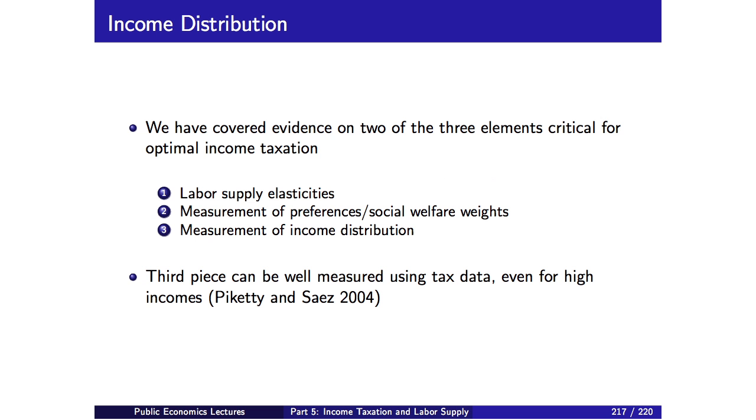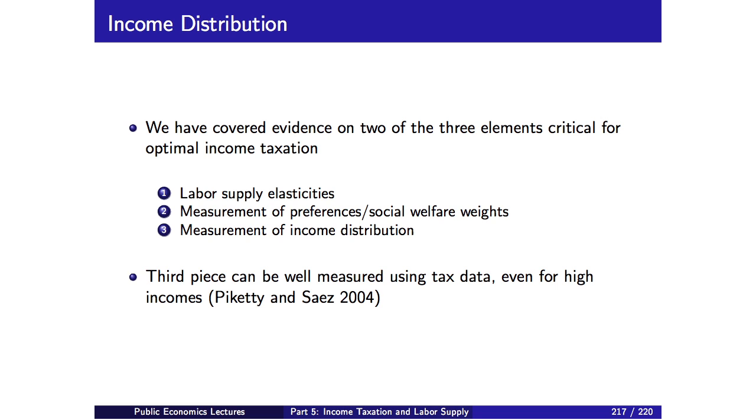All right, so last thing that I want to talk about in the tax topic. So think about it at an abstract level. We've covered evidence essentially on 2 of the 3 elements critical for optimal income taxation. A lot of time on labor supply elasticities, some time on the measurement of preferences. I think there's actually a lot more to be done on figuring out how all these reduced form elasticities we estimate map to preference parameters. This is one illustration of that, but people, I think, don't do that nearly as much as we could.